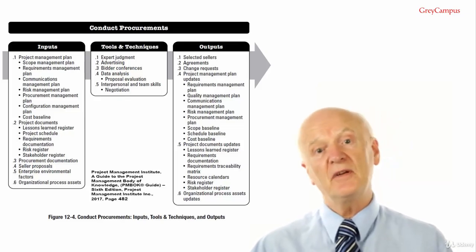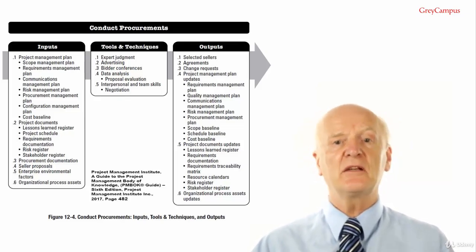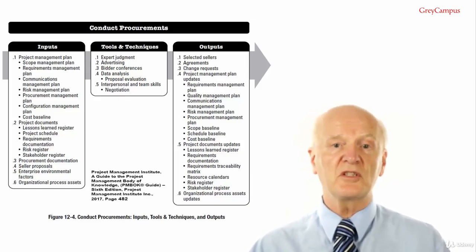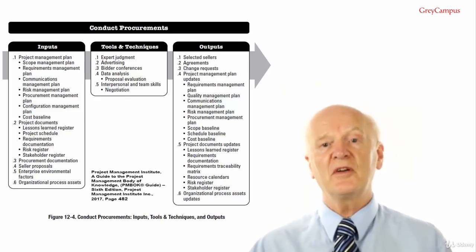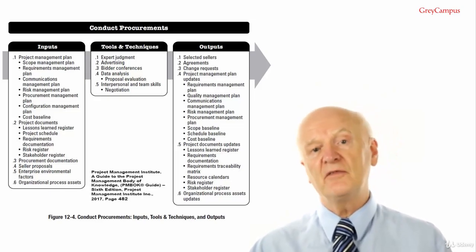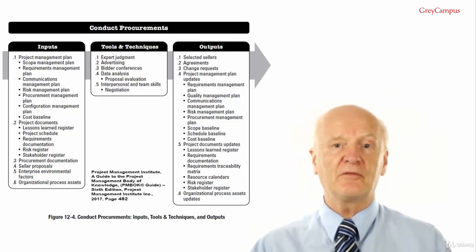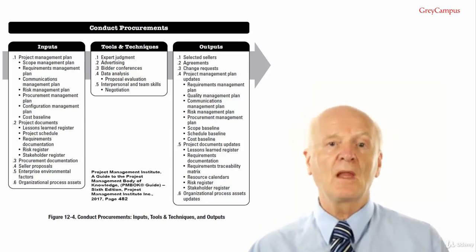Tools and technique number 2, advertising. You can place adverts online in appropriate forums as well as newspapers or trade publications, and most government agencies are required to advertise tenders and available contracts in public advertising or online.